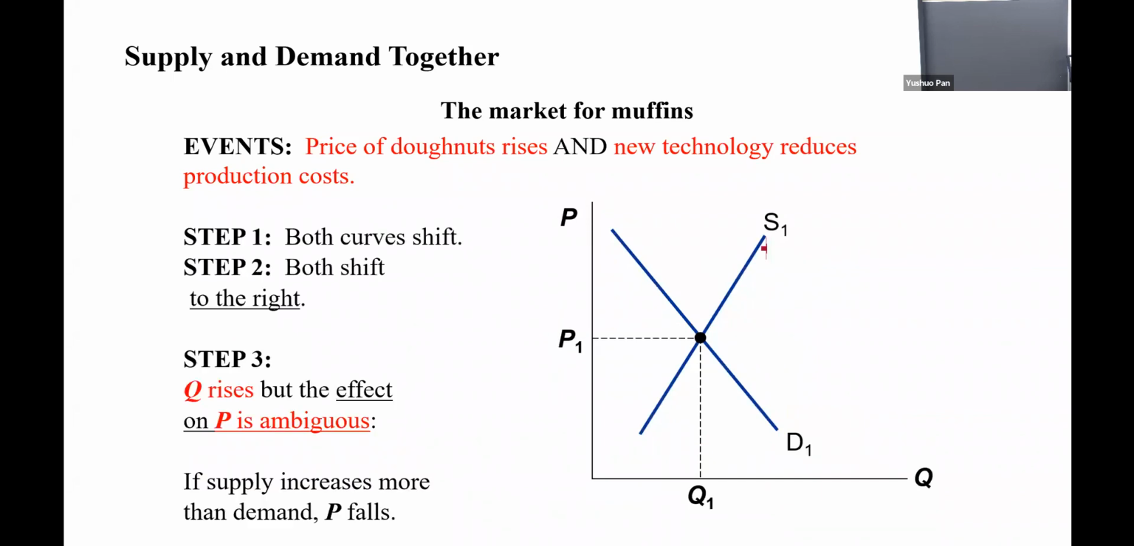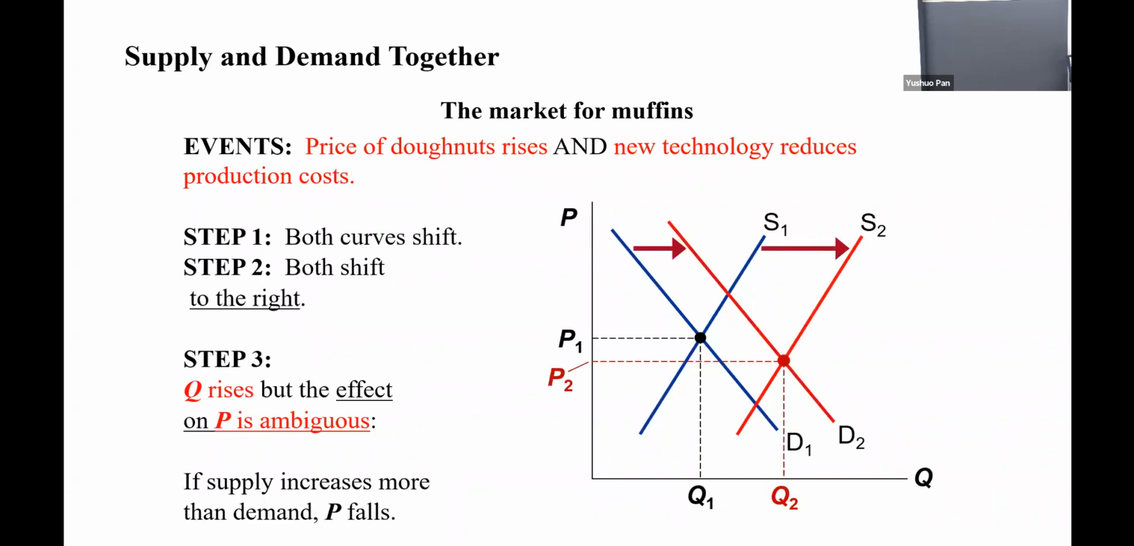That happens when the demand curve shifts by a larger amount. But what if the supply curve shifts by a larger amount, or the demand curve shifts by a smaller amount? Then the price will decrease, but quantity will increase anyway.